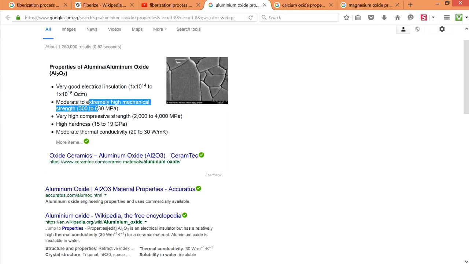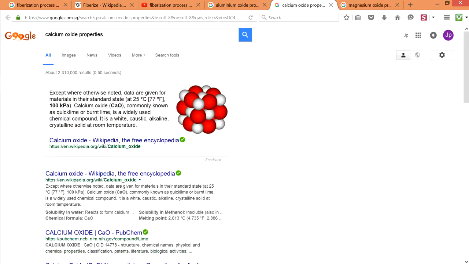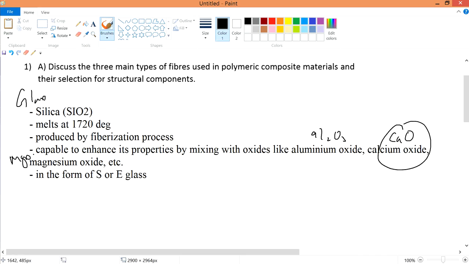And high mechanical strength, high compressive strength, hardness. Magnesium oxide can also help you to increase hardness, and gives a better melting point and things like that. Calcium oxide, there is not much description on the calcium oxide. So at least you know two of them.